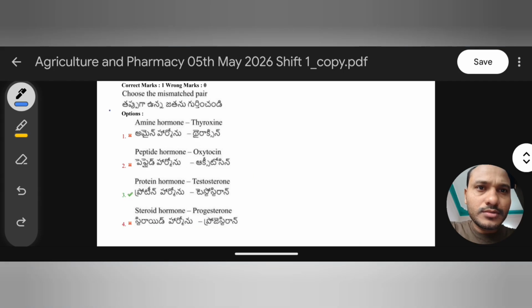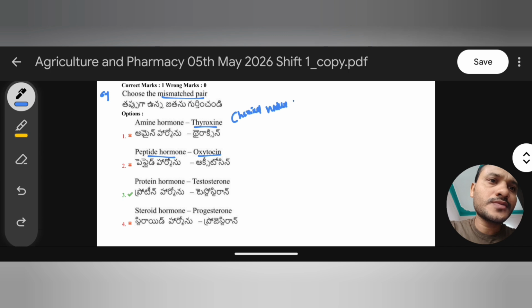Next one, question 69. Choose the mismatched pair, that is, identify the incorrect pair. Amine hormone, example thyroxine. Peptide hormone, oxytocin. Protein hormone, here given testosterone. Steroid hormone, progesterone. Let's analyze this explanation, which comes from the chemical nature of hormones.